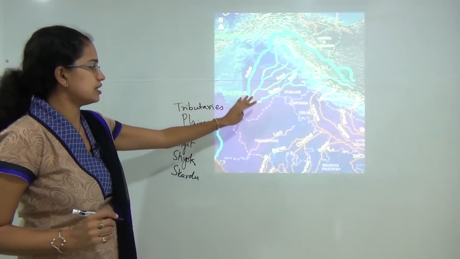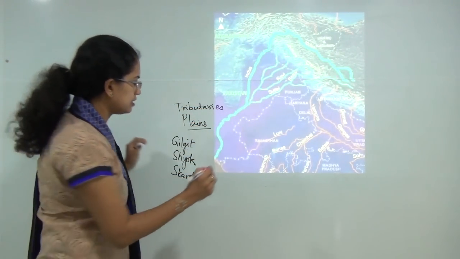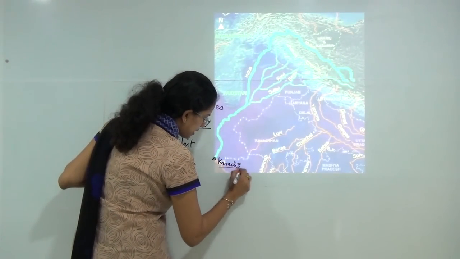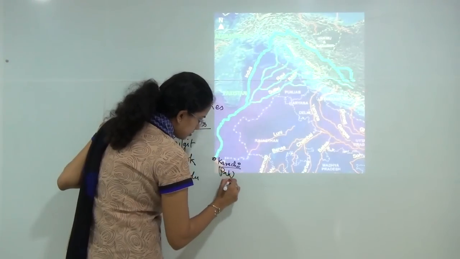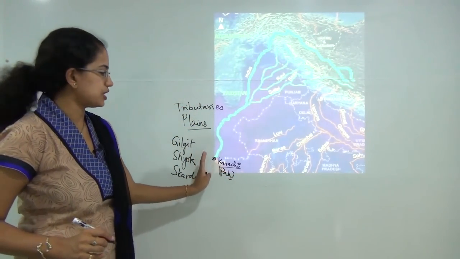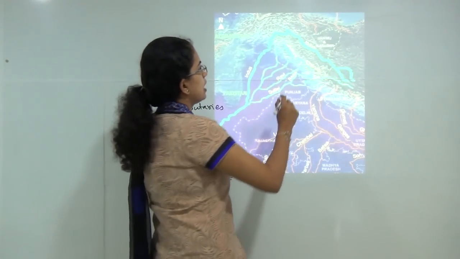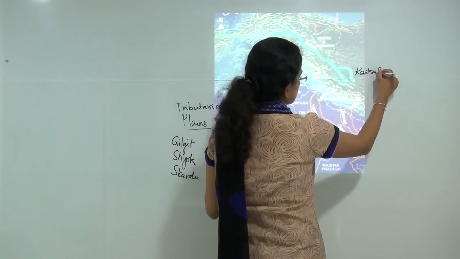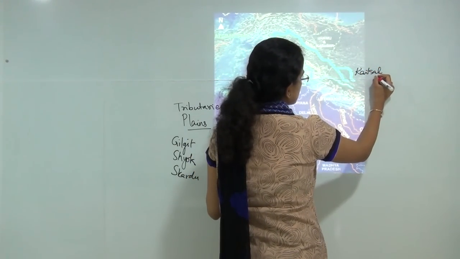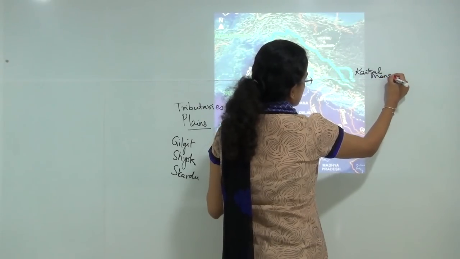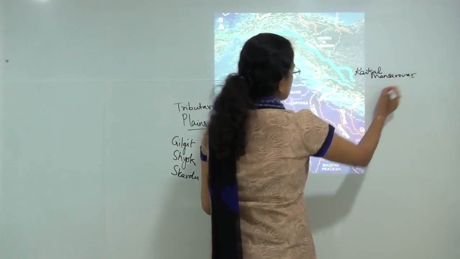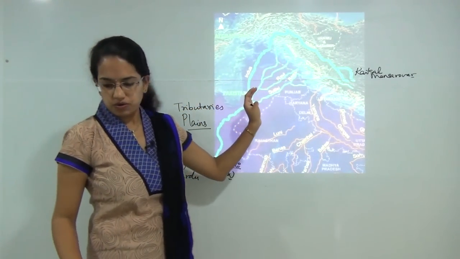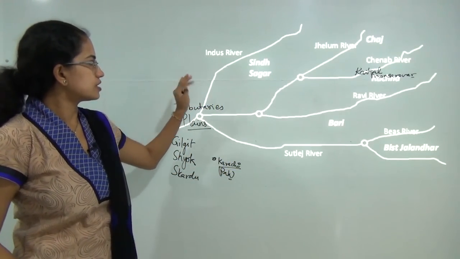Now, the Indus River finally drains at the port of Karachi in Pakistan. So the final point where it meets the ocean is Karachi in Pakistan, and it originates in Kailash and Mansarovar. Mansarovar Lake in Tibet would be the origin for Indus. Now we'll be talking about the tributaries.